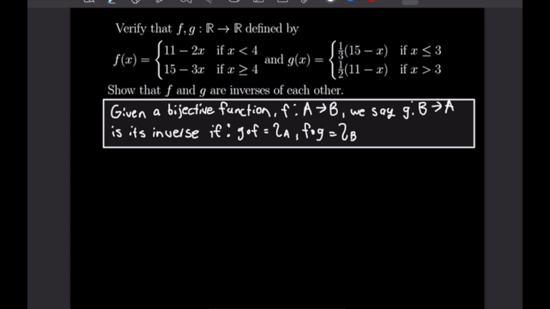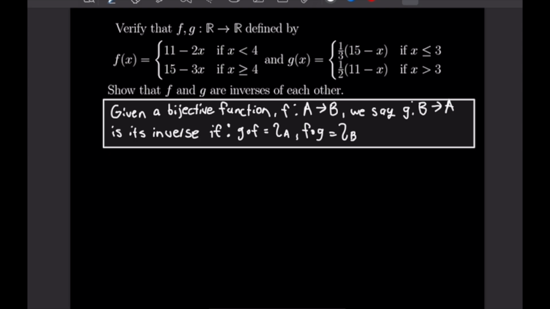So given a bijective function f from A to B, we say a function g from B to A is its inverse if g composed with f is the identity, using the notation from the lecture video corresponding to this example video, the identity of the domain, and f composed with g is the identity of our codomain. So basically what we're going to do is check that if we compose g with f and f with g, we get the identity in all cases, and if we do, we will know that they are inverses.